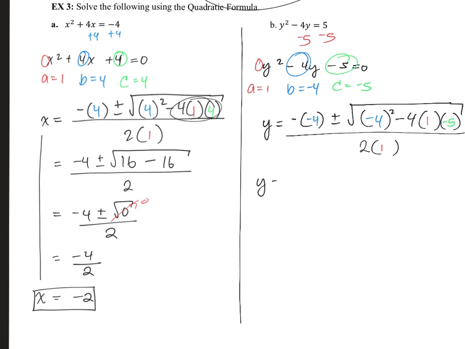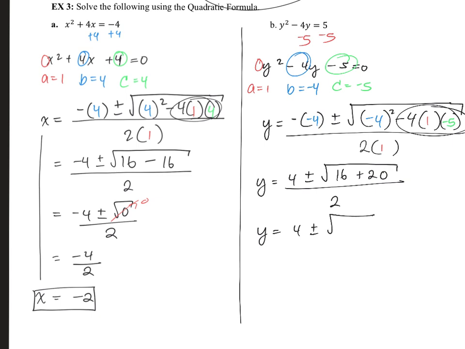Okay, so we have y equals, let's go ahead and simplify that. We have the double negative there, so that's a positive 4. Plus or minus the square root of, well, negative 4 squared is 16. And then we have a negative 4 times 1 times negative 5. That's going to be plus 20. All over, and then 2 times 1 is just 2. So y equals 4 plus or minus the square root of 36, all over 2.